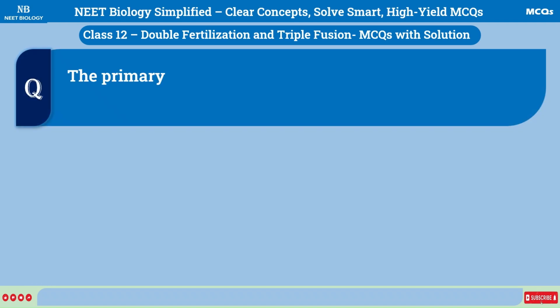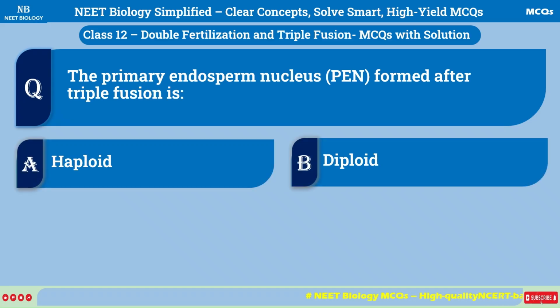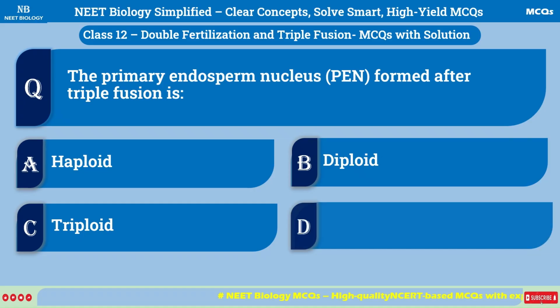The primary endosperm nucleus, PEN, formed after triple fusion is: A. haploid, B. diploid, C. triploid, D. tetraploid.